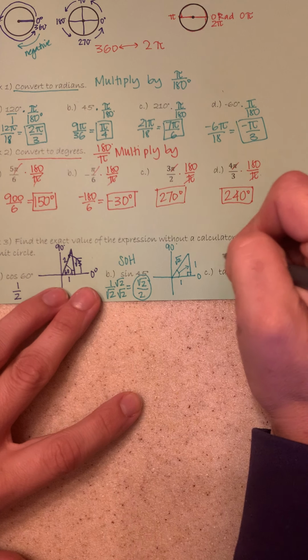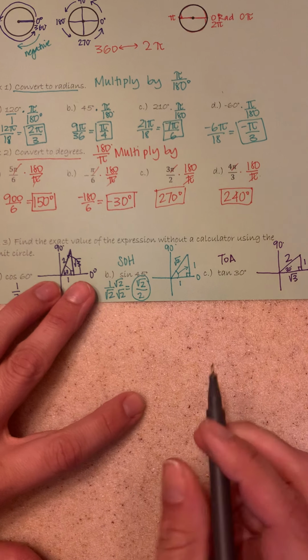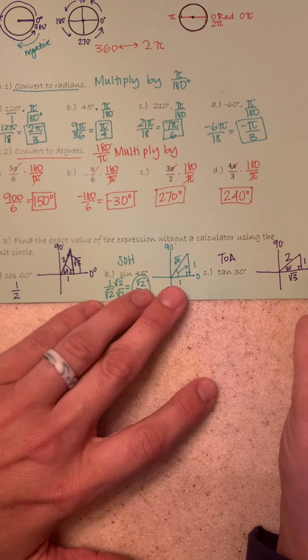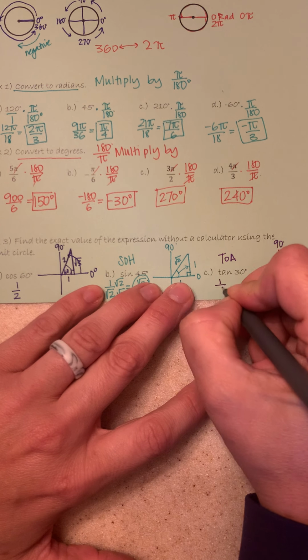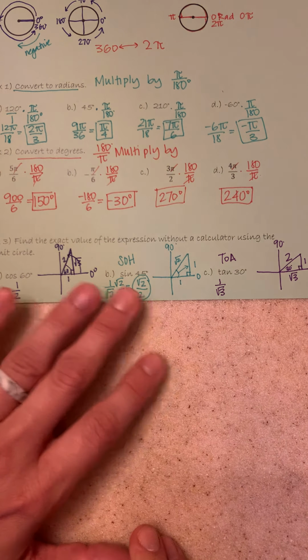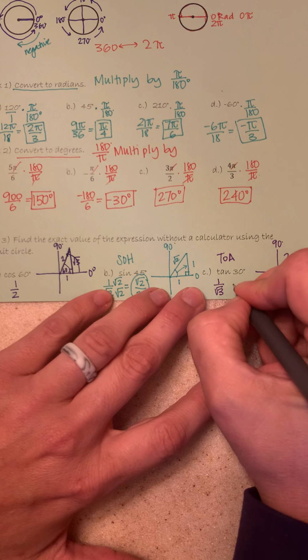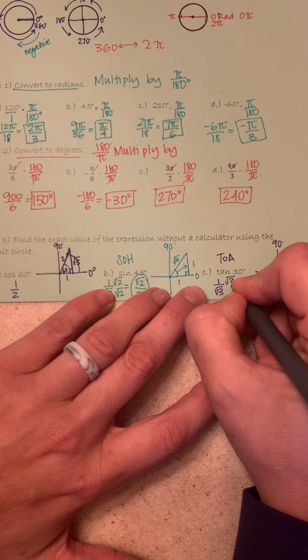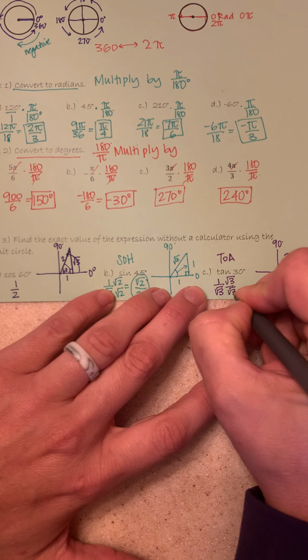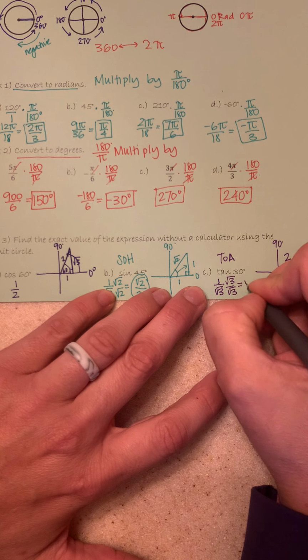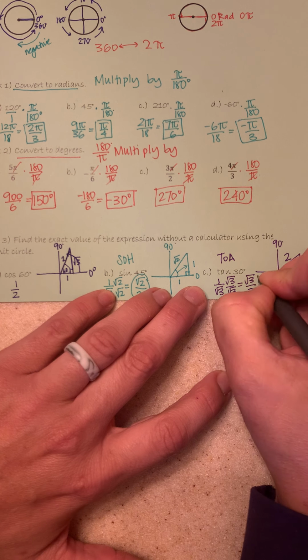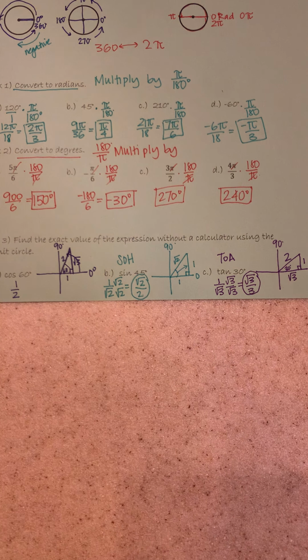So the tangent of 30 is TOA. So in this case, I do opposite over adjacent. So 1 over the square root of 3. So I can't leave it that way again, just like we didn't over here. So I'm going to multiply the top and bottom by the square root of 3. So there's the tangent of 30, and we got an exact answer without even grabbing our calculator.